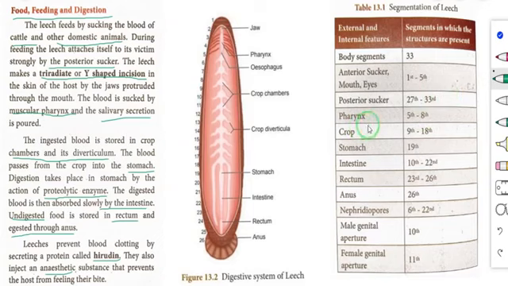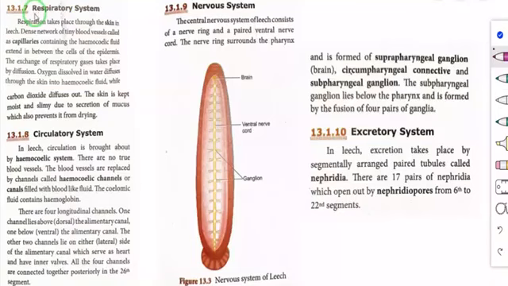Then pharynx, 5th to 8th segment. Crop, 9th to 18th segment. Stomach, 19th segment. Intestine, 19th to 22nd segment. Rectum, 23rd to 26th segment. Anus, 26th segment. Nephridiopores, 6th to 22nd segment. Male genital aperture, 10th segment. Female genital aperture, 11th segment.